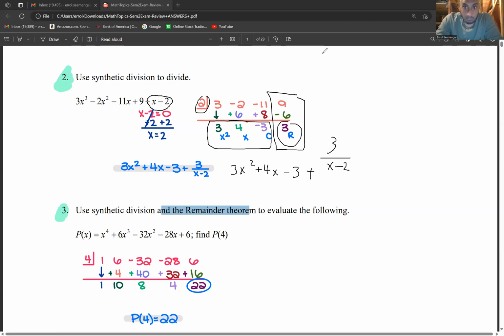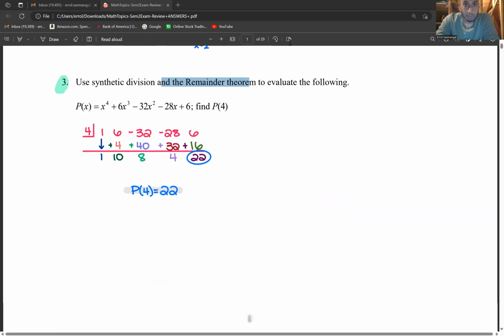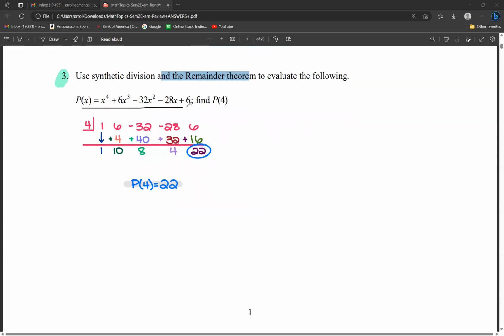Okay, let's do three because we skipped three yesterday. All right, so they give you the function right there and they say find P4. We solved this yesterday, but we did not do the synthetic division part. So let's do the synthetic division part.